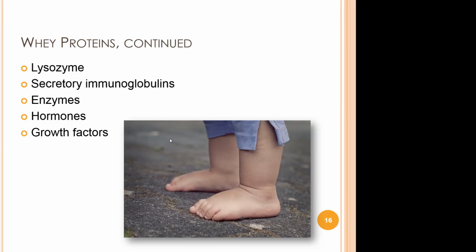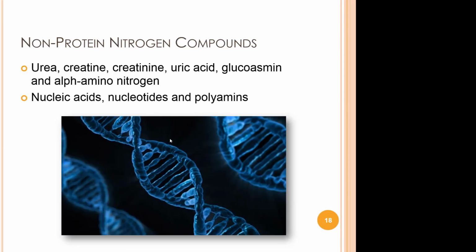There are also growth factors in the whey fraction of human breast milk. There's epidermal growth factor that aids the GI and other tissue development. There's nerve growth factor, which may help the central nervous system from birth-related injury. And there's also insulin-like growth factor. The non-protein nitrogen compounds, urea, creatine, creatinine, uric acid, glucosamine, and alpha-amino-nitrogen, as well as nucleic acids, nucleotides, and polyamines, have metabolic and immune functions, and they contribute about 20% of nitrogen.